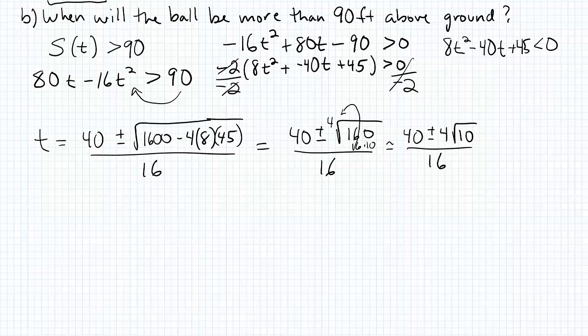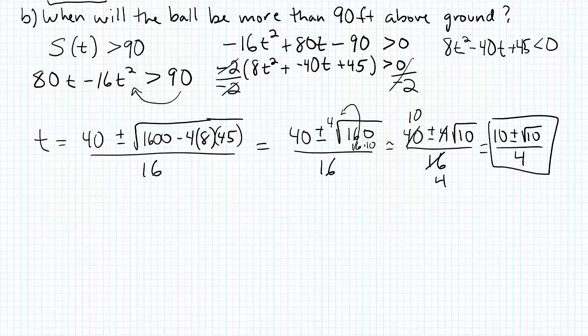And then, for example, we could divide everything by 4 there. So 40 would be divided by 4 to give you 10. The 4 here would go away, and this would be 4. So you basically get the answer 10 plus or minus the square root of 10 over 4. So that would be your pair of zeros.